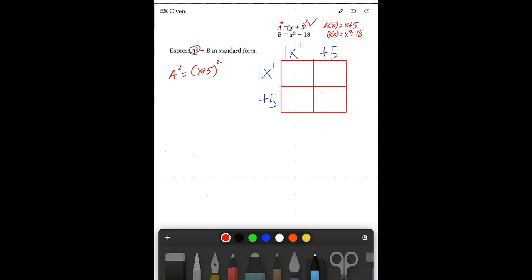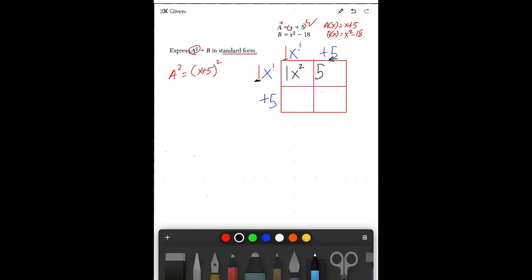So let's go ahead and do this. 1 times 1 is 1. X to the first times x to the first is going to be x, and you just add the exponents. That's why I want you to put them there. So 1 plus 1 is 2, so this is going to be x squared. Now, same thing, 1 times positive 5 is going to be 5.